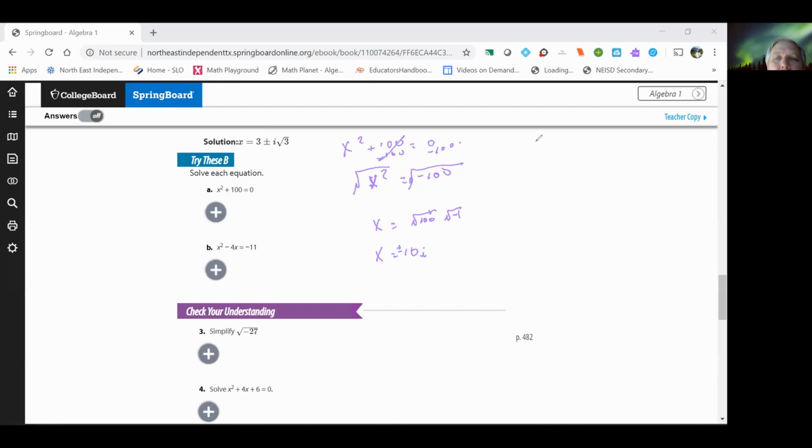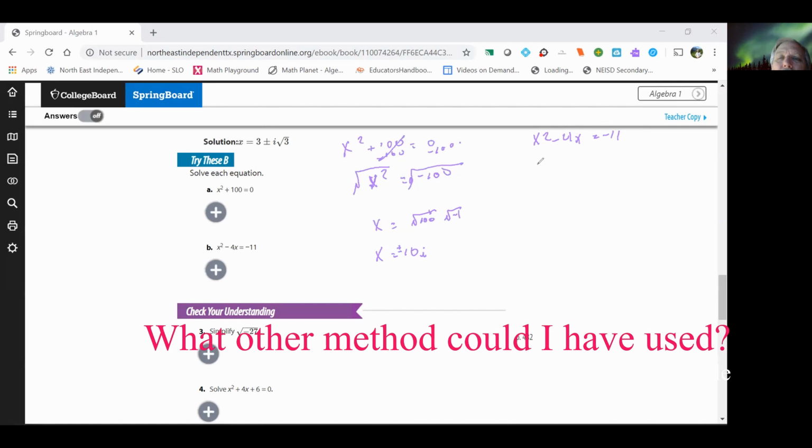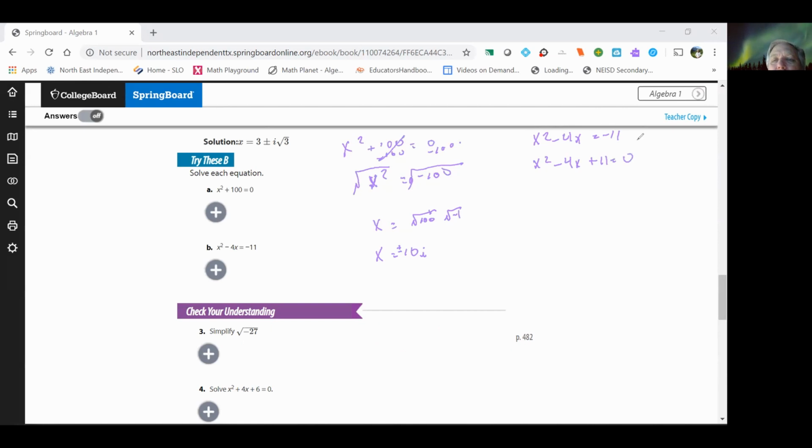All right, so b is x squared minus 4x equals negative 11. I can solve this using the quadratic formula. So that's going to be x squared minus 4x plus 11 equals 0. Again, I don't have factors of 11 that add together to get negative 4. So we'll use the quadratic equation. That's going to be a, b, c, and so it's going to be 1, negative 4, 11. And we'll plug that into the quadratic formula.